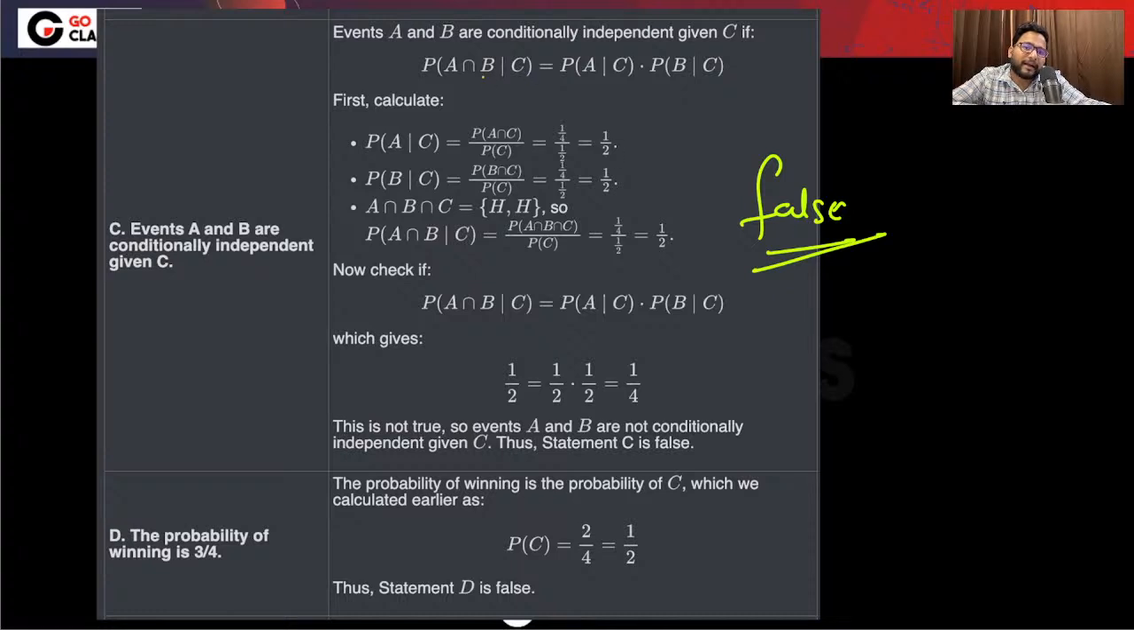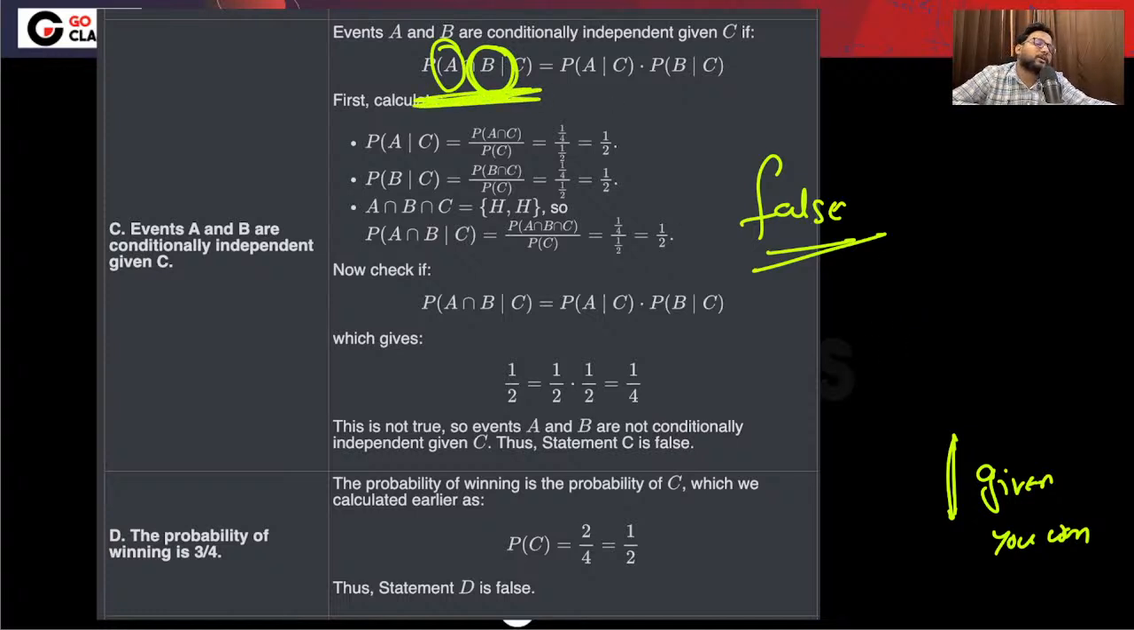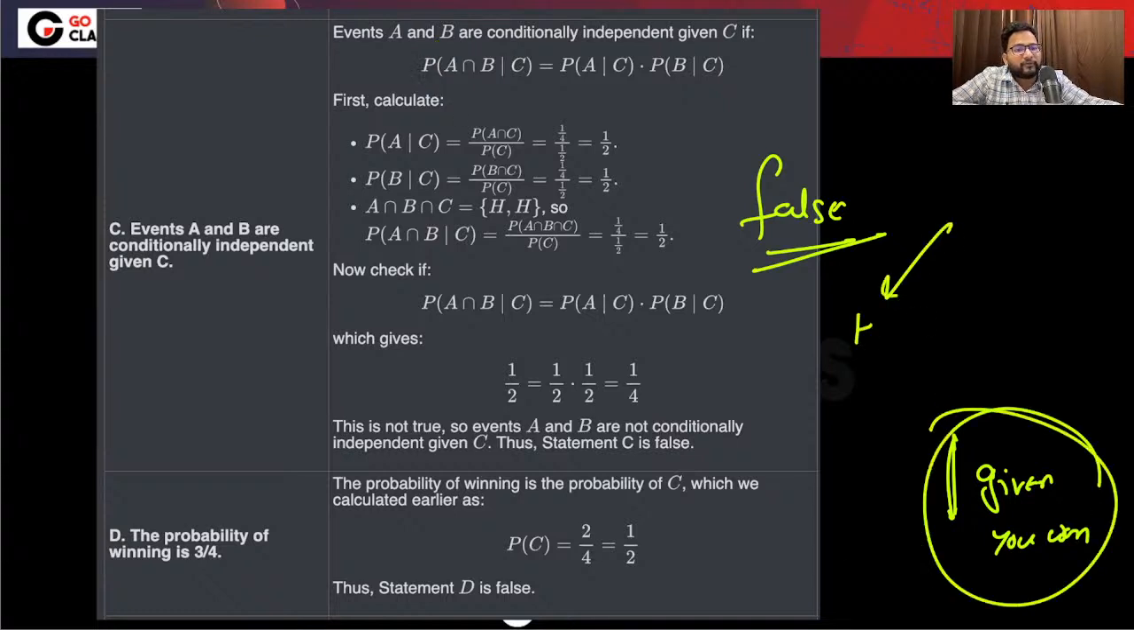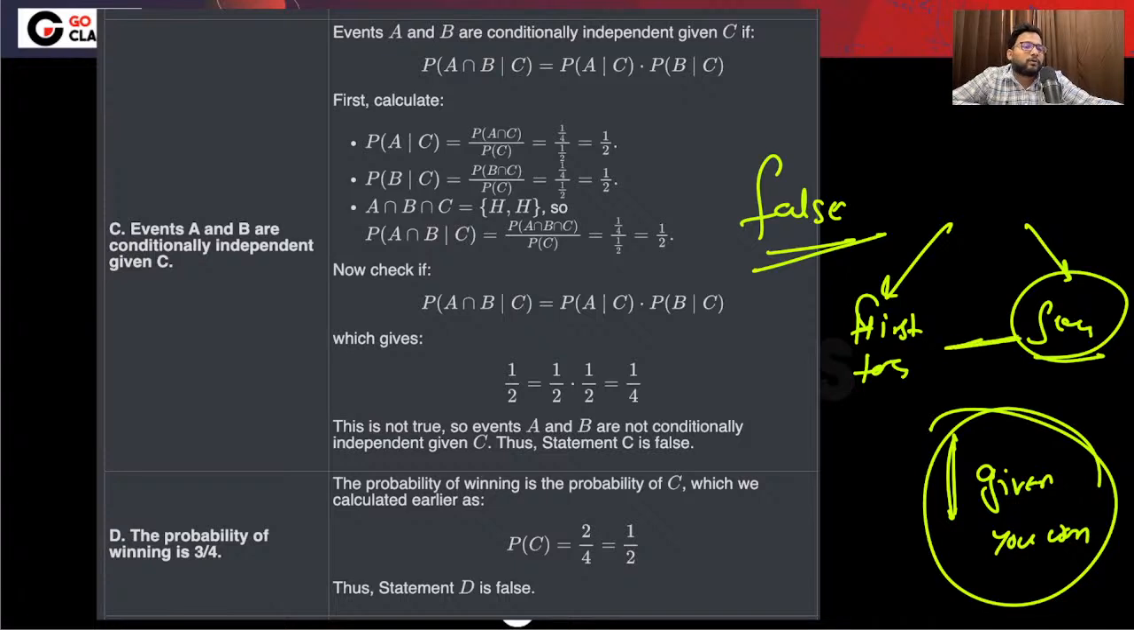What they're saying is that A and B are conditionally independent given C, which means given that you have won, whatever the first toss is doing and whatever the second toss is doing, are they independent? No, they have to be the same. Intuitively you can say they are not independent given that you have won or given that you have lost. A or A complement doesn't matter. They are not independent now given that you have already won, so intuitively you can say that this is false.